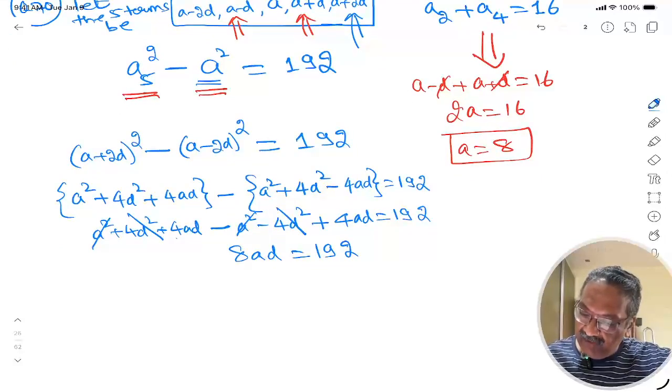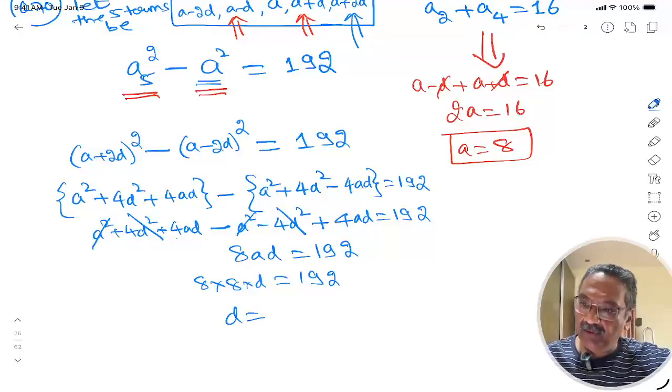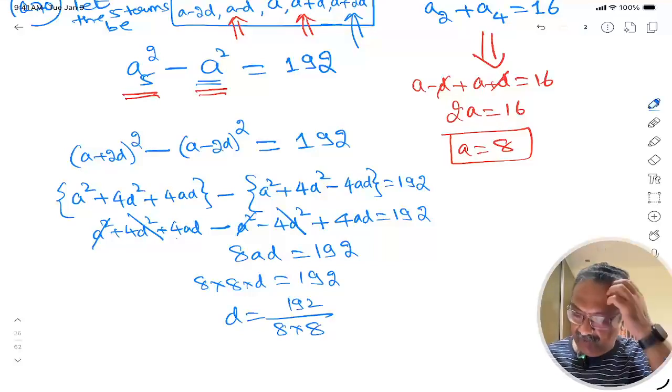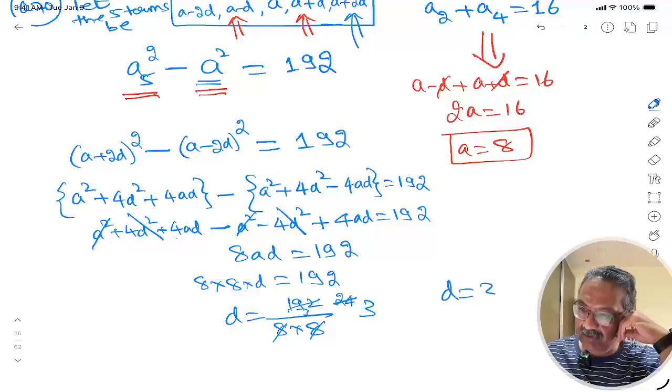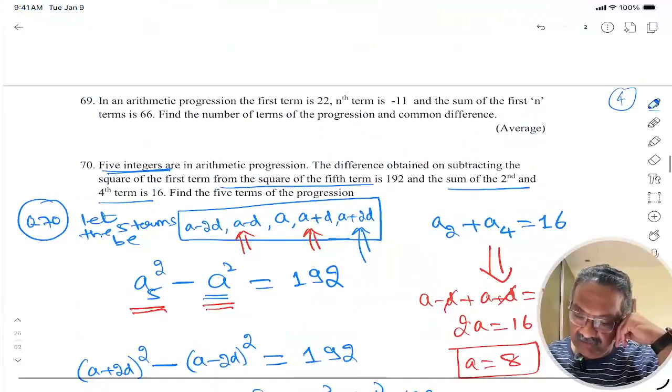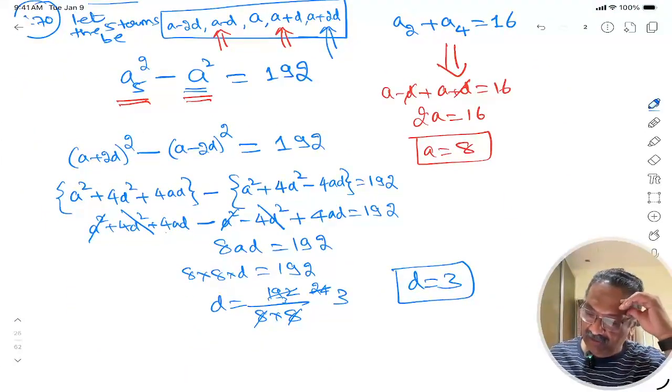But we know a is 8. So 8 into 8 into d is 192. So d is equal to 192 divided by 8 into 8. 8 ones are 8, 8 twos are 16, 8 fours are 32, 8 threes are 24. So d is equal to 3. Our question asks to find the 5 terms. So what are the 5 terms? First will be a minus 2d, that is 8 minus 2 into d.